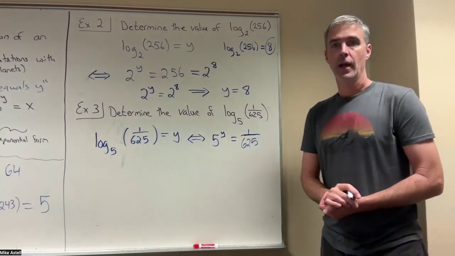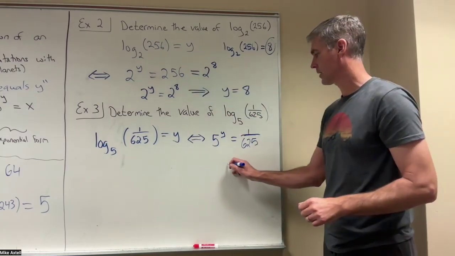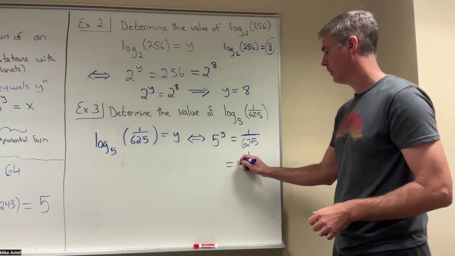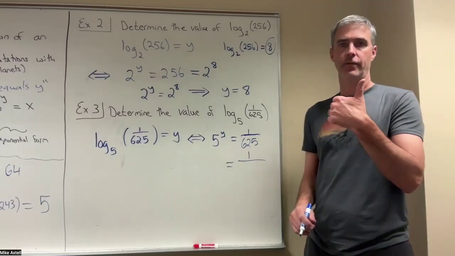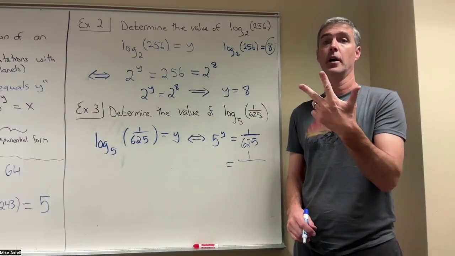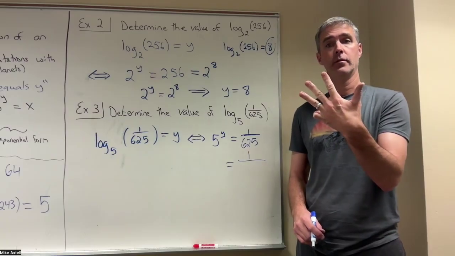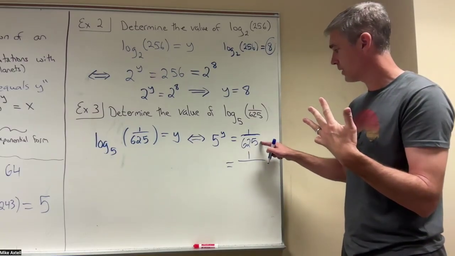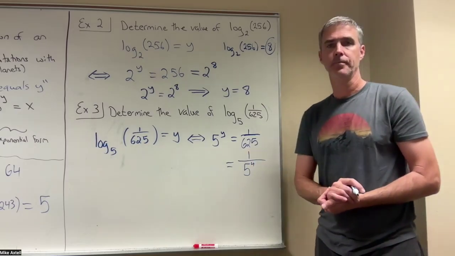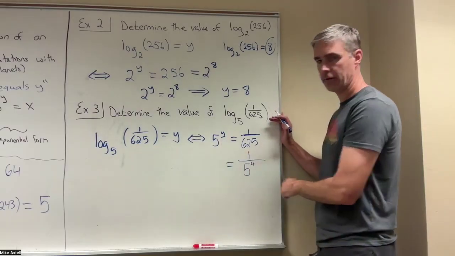Okay. And now let me just pick on 625 like I picked on 256. I think 625 is a power of 5. So let's check it out. 5 to the first is 5, 5 squared is 25, 5 cubed is 125, 5 to the fourth is 625. Okay, so I think I could replace 625 with a 5 to the fourth in the denominator. So I have 5 to the y power is 1 over 5 to the fourth.